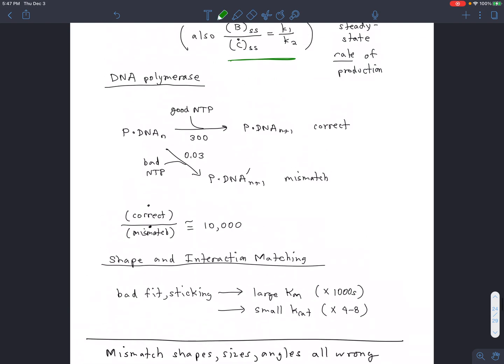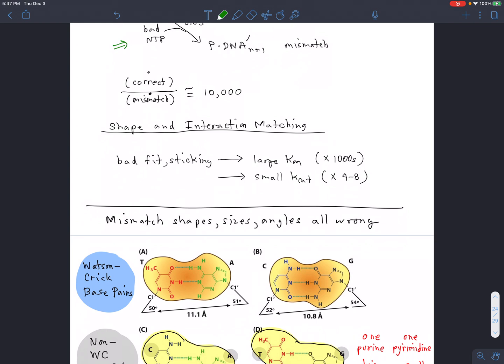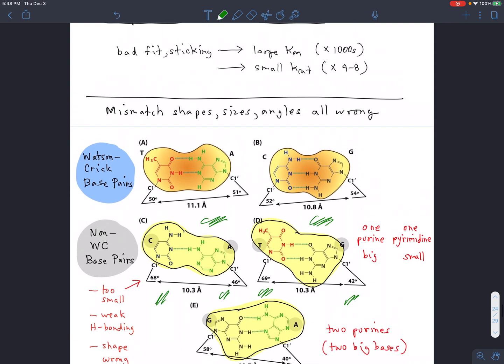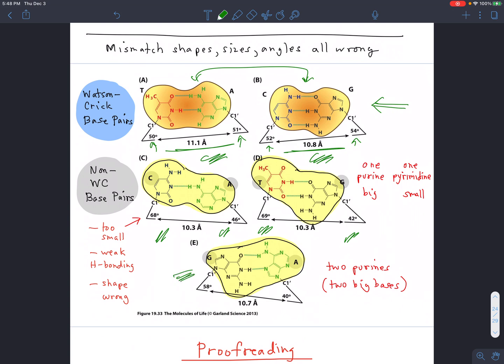let's talk about why the bad NTP is so slow. And the answer is that basically when the mismatch comes in, it's got the wrong size and the wrong shape and the wrong angles that its connections to the backbone make. The two good, correct nucleotides, AT and GC, have very close angles in their connections to the backbone. They have very similar sizes, and they have very similar shapes, so that both of them can work. But all the mismatches have either bad shape or bad angles or bad size or all three.